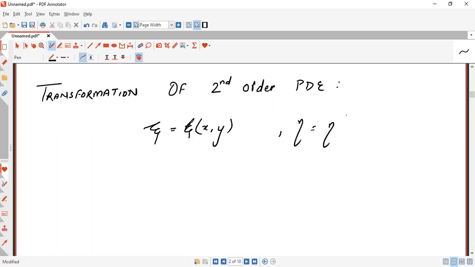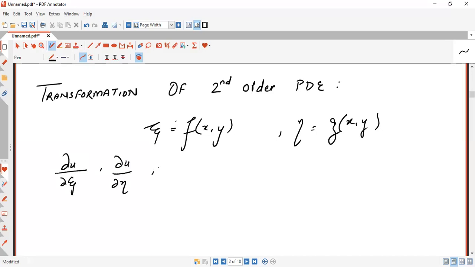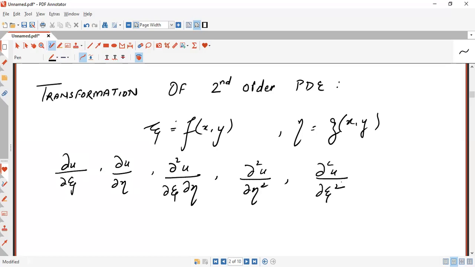Eta will also become a function of x and y. If you don't want to take xi and eta, take them as f and g, so that you will not get confused. Function f and g. Alright, no problem. So how will they look? You differentiate, that means you'll get del u by del xi term, you will get del u by del eta term, you get del square u by del xi del eta, or del eta del xi, or del square u by del eta square, del square u by del xi square. Correct?